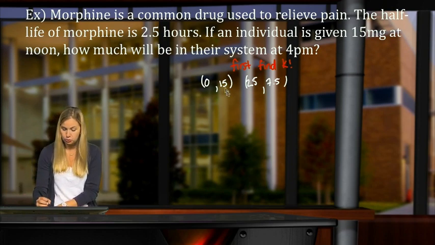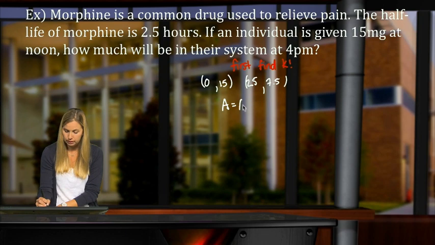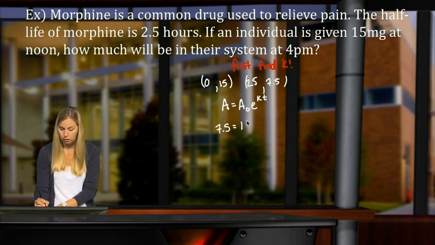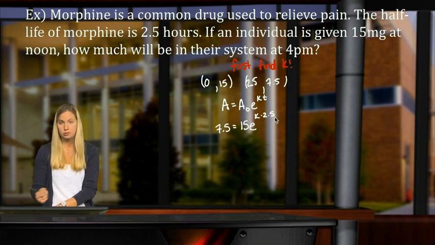We can plug that into our model. A equals A naught e to the kt. Our future amount's going to be 7.5. We started with 15, and that 7.5 occurred after 2.5 hours.